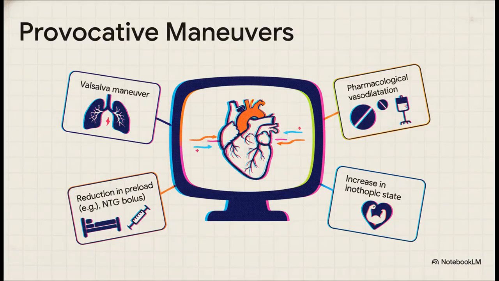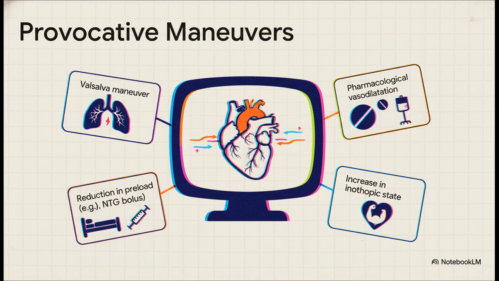We do it with these specific provocative maneuvers, all while we have the TEE probe in, watching very closely. We can create a transient state that would worsen an obstruction. We can briefly drop their preload with some reverse Trendelenburg or a tiny bolus of nitroglycerin.